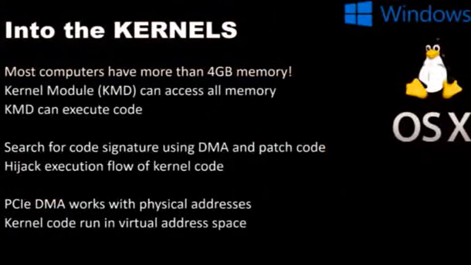But let's get into the kernels. Most computers today do have more than 4 gigs of memory. If you're able to get the kernel module into the system, it should be able to access all memory and also be able to execute code. So what we can do is search for kernel structures, code signatures, whatever, in lower memory using DMA, and patch that code and hijack the execution flow of the kernel code that way. And when we are doing this, we need to keep in mind that PCI Express DMA works with physical addresses. Kernel code runs in virtual address space.